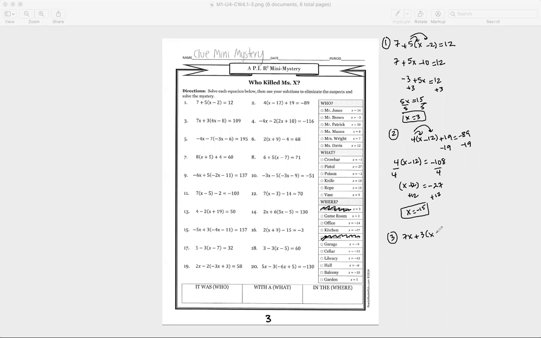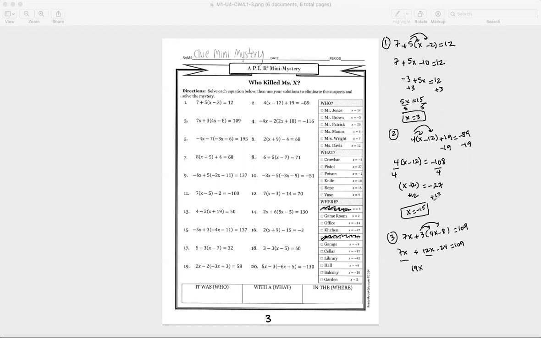Plus 3 times x plus 3 times 4x minus 8 equals 109, right? So here you're going to distribute the 3 into this 4x and negative 8. You get 12x minus 24 equals 109. And then by combining like terms, 7x and 12x are like terms, so that's 19x.